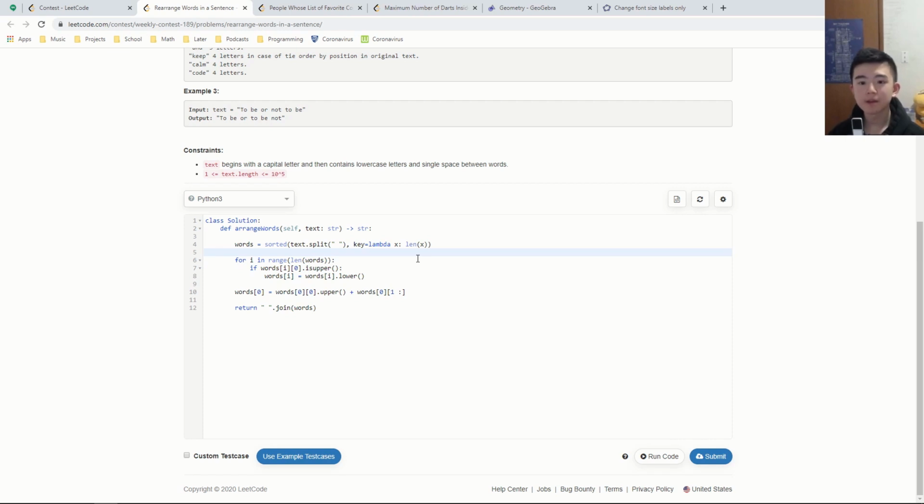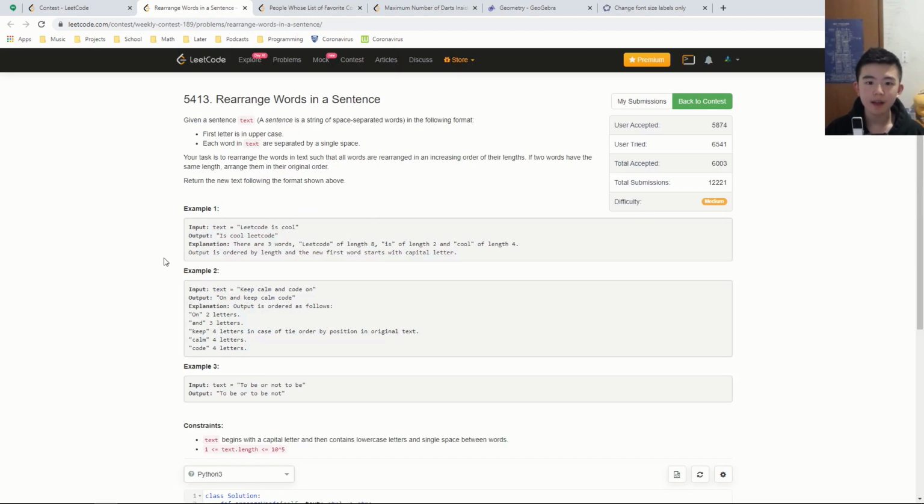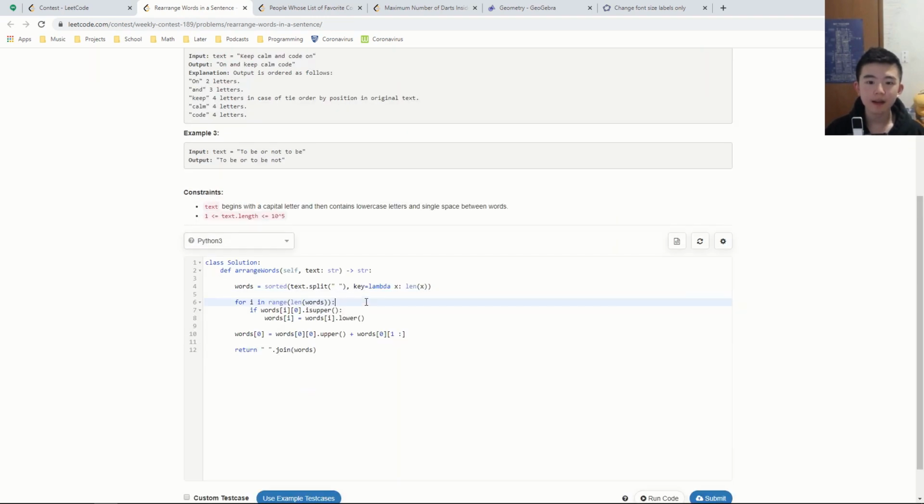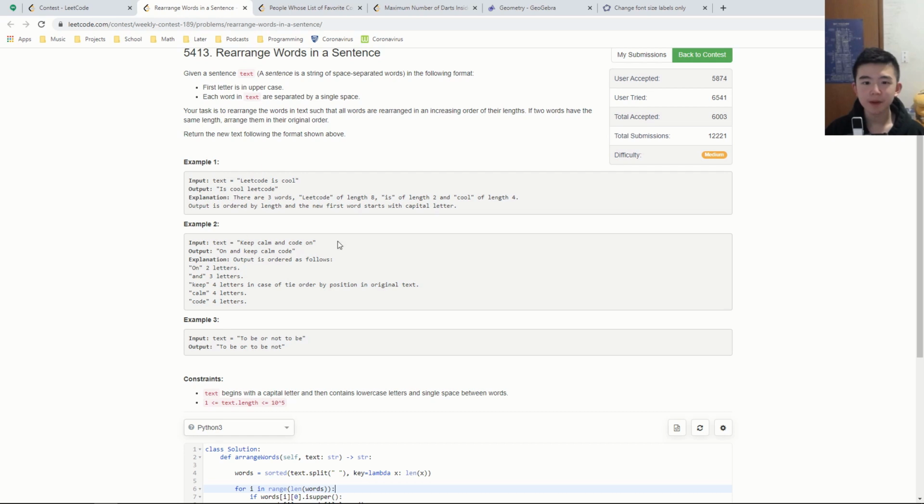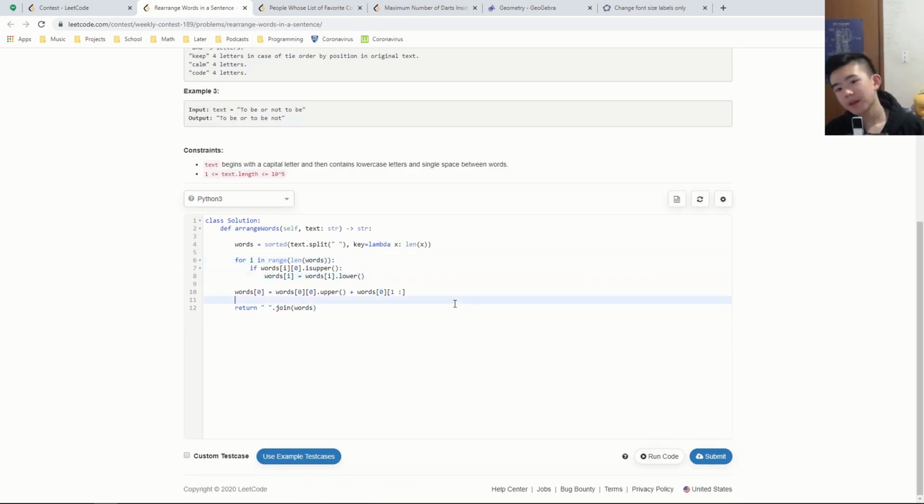So basically what we do here is we set the comparator to true if it's longer and not true if it's shorter. So yeah, and then we sort all the words based on their length, and then at the very end we just make sure all of them are lowercase, and then we set the first word to uppercase, and that is it.